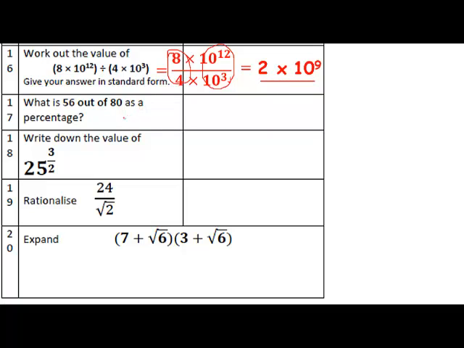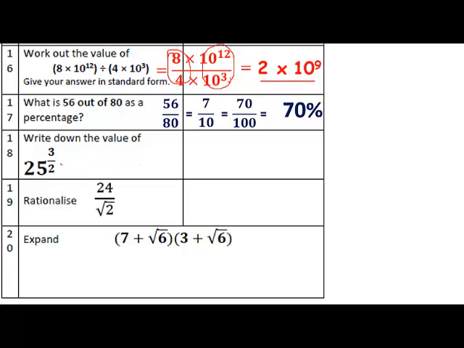Question 17. Write this as a fraction first. 56 over 80. Turn the denominator into 10. So in this case, I need to divide 80 by 8 and 56 by 8. 80 divided by 8 is 10. 56 divided by 8 is 7. So I'm getting 7 over 10. Should be pretty straightforward now. You should be quite comfortable with this. Turn it into 70 over 100, which is 70%.